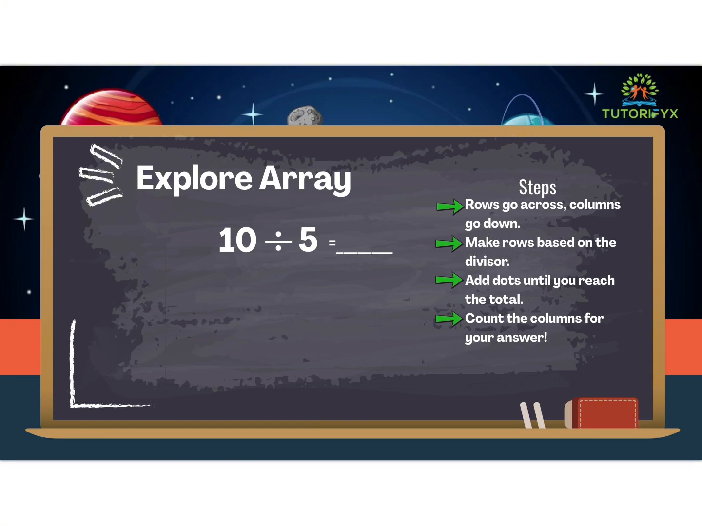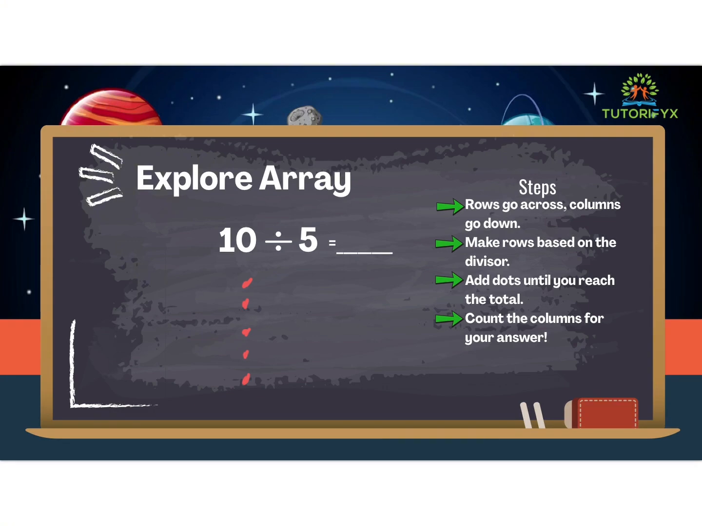We're not going to use the equal group strategy because we became a pro at that. Let's take it a step further using the array strategy. I need to have 5 rows. Remember, rows go side to side. So let's take a look. 1, 2, 3, 4, 5. I'm going to continue to go right and fill in my array with 10.